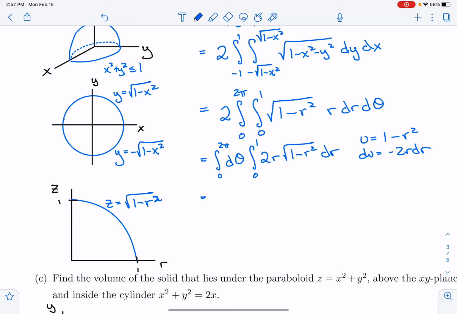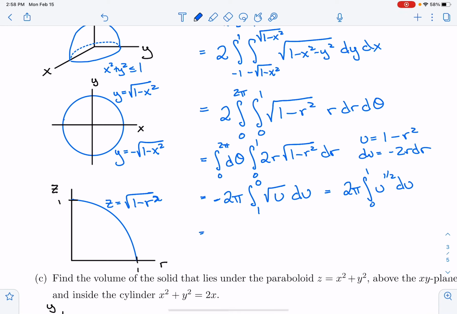Okay, so that's going to give me this first integral of d theta is going to give me a 2 pi. Okay, then I'm going to get a minus sign from the du, and I'm going to integrate. Let's see, 1 minus r squared is going to go from 1 to 0 now, and I'm going to integrate the square root of u du. Okay, another way to write that is going to be 2 pi times the integral from 0 to 1 of u to the 1/2 du, switching the order of the limits using that negative sign.